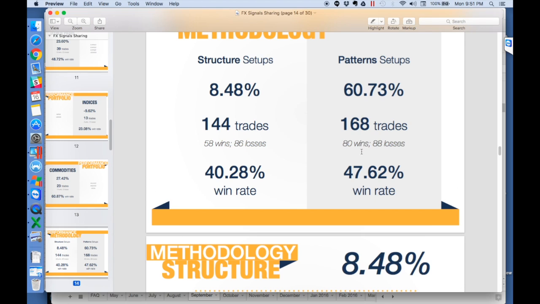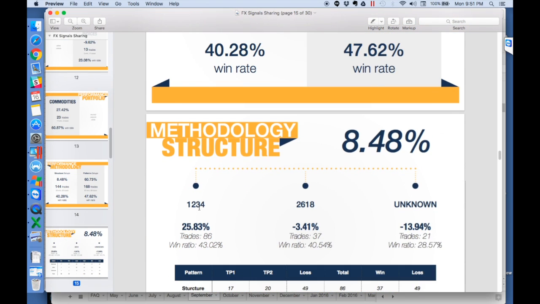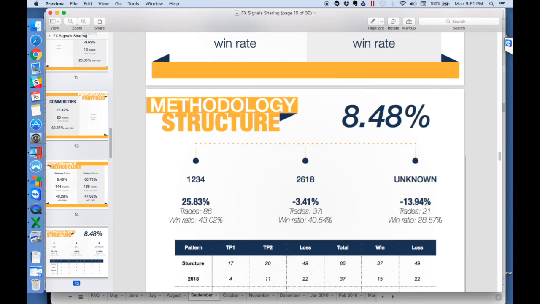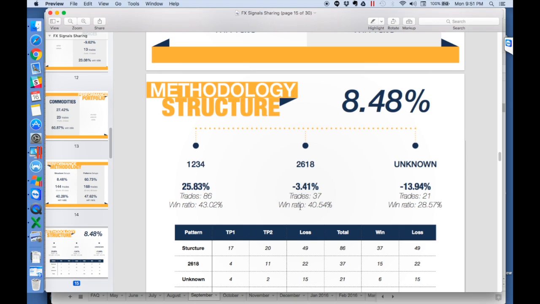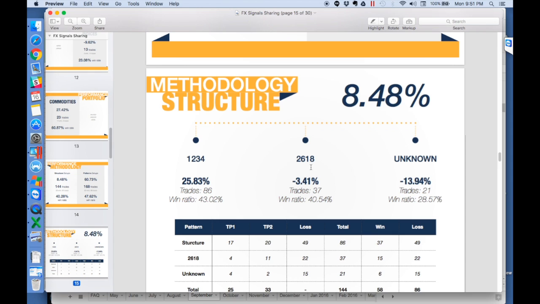With this, we can also break down the structure setups. We have 1, 2, 3, 4, and 2, 6, 1, 8. You can see that counter-trend gives us a negative return, but if you trade with the trend, it gives you 25% return. Is 261 always counter-trend? Not always, yeah. But the concept is based on counter-trend.